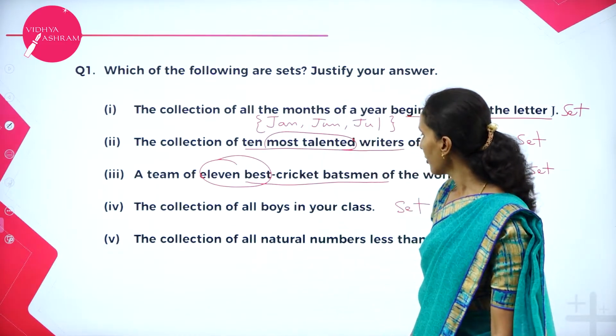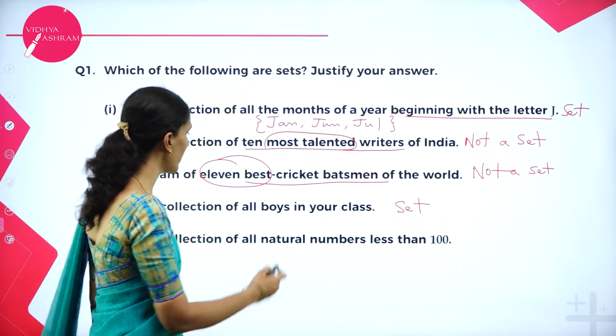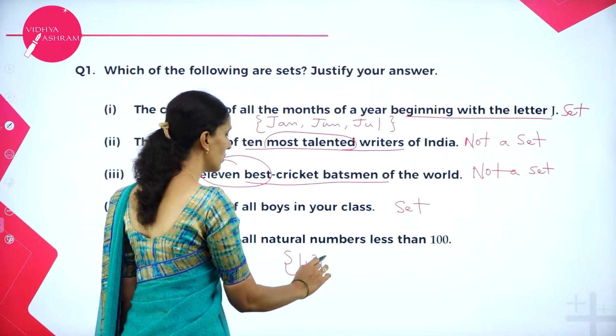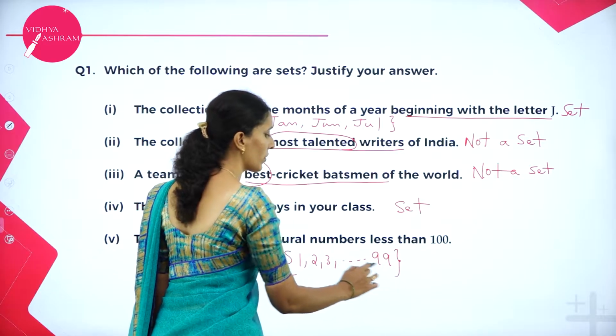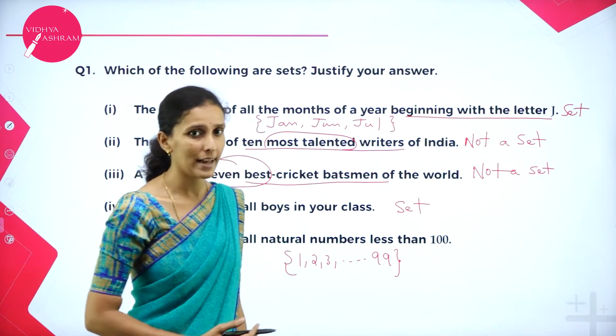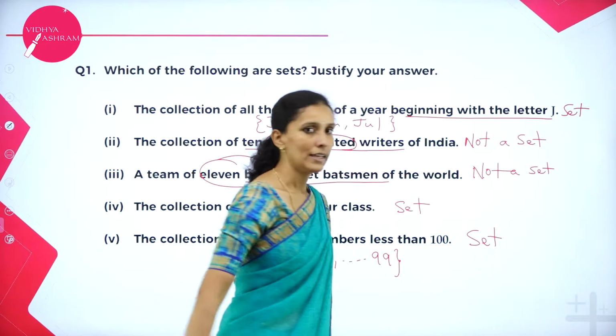Next, the collection of all natural numbers less than 100. So less than 100 means all the natural numbers. Natural numbers start from 1, 2, 3 until less than 100, which means 99. Yes, you can collect all the natural numbers from 1 to 99, which is less than 100. So therefore, this is an example for a set.